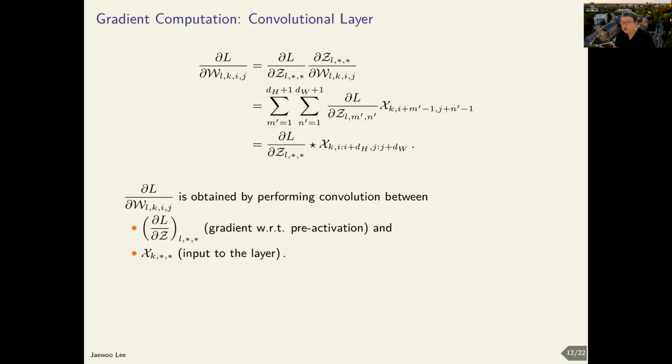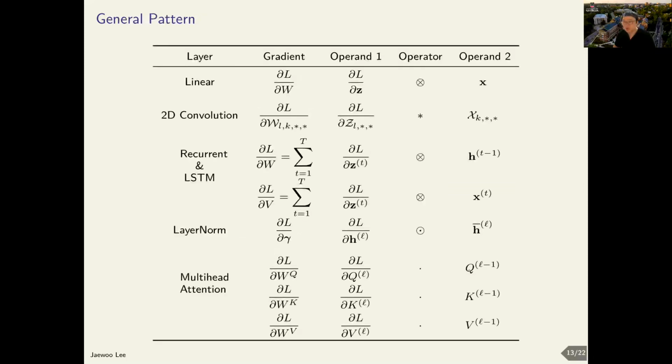We can generalize this observation to other types of layers. In this table, we present the per example gradient for different types of layers. If you look at the third column, they all correspond to the gradient with respect to pre-activation, and the second operand is always the input to the layer. And depending on the layer type, we just perform a different type of operation between these two operands.